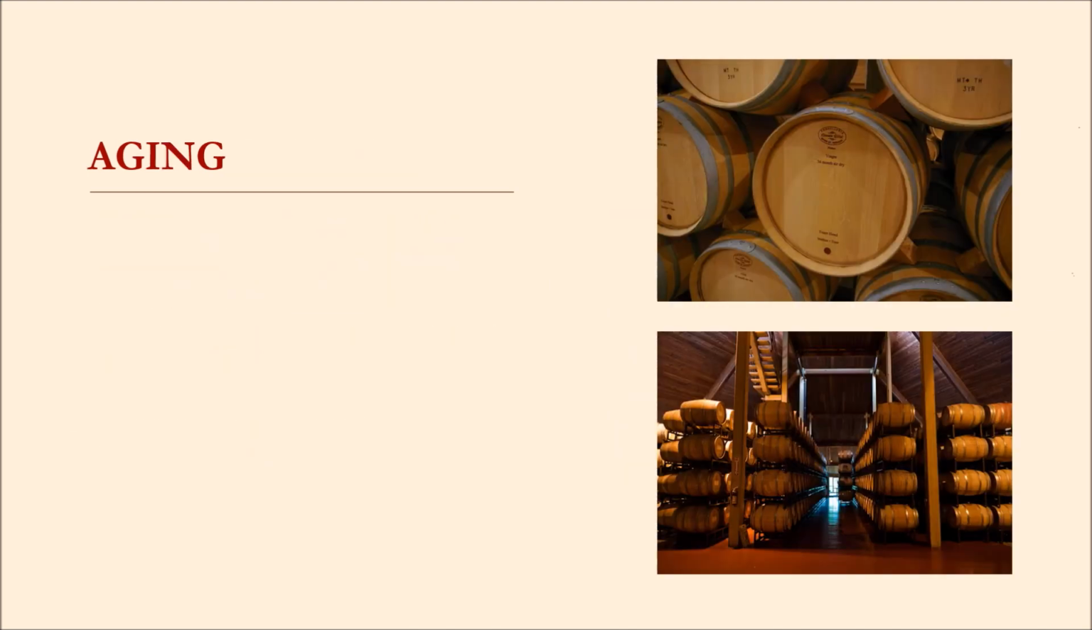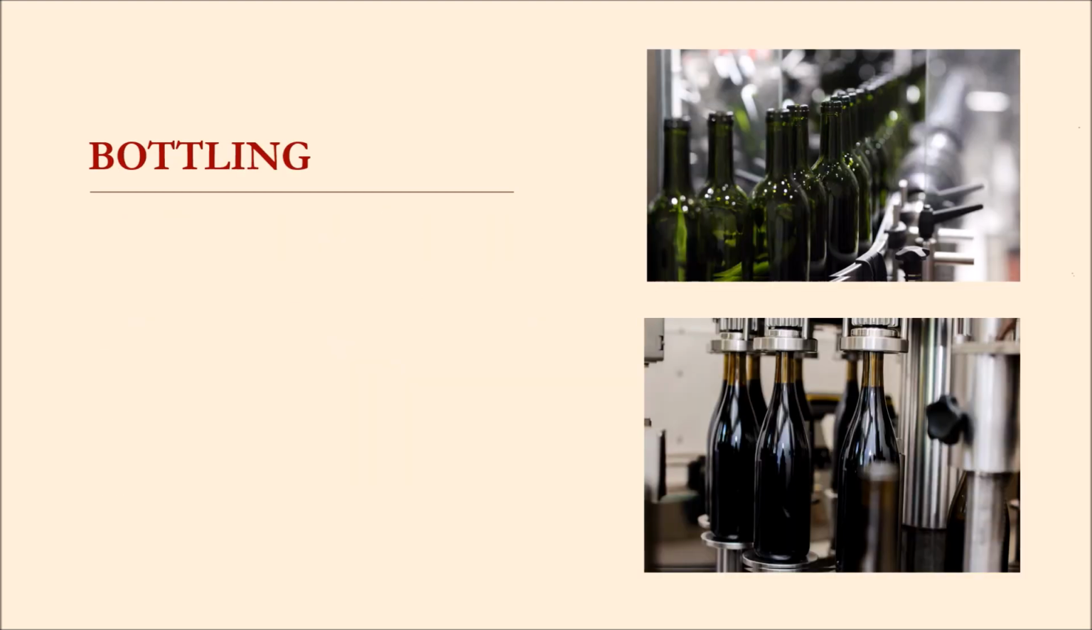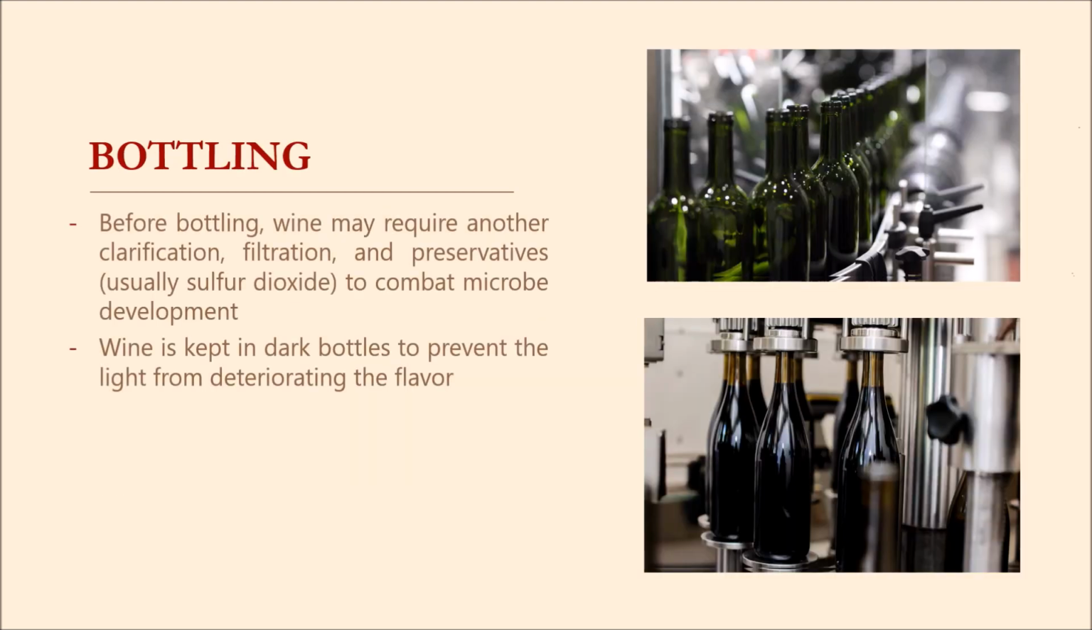Wines are usually aged in wooden containers made of oak, others in stainless steel tanks. During the aging period, various components of the wine form complex compounds affecting flavor and aroma. The duration of aging can take up to months or years depending on the quality. Before bottling, wine may require another clarification, filtration, and preservatives, usually sulfur dioxide, to combat microbe development.